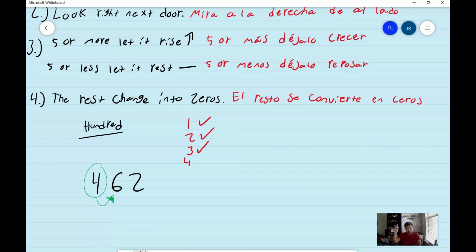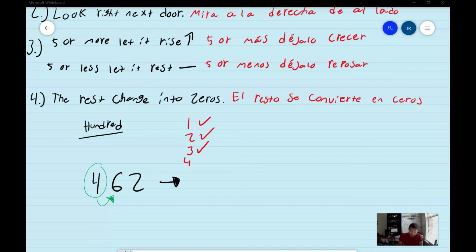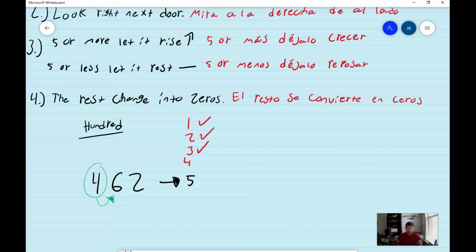Paso número 3. Ya. Okay. Eso significa que voy a cambiar este número. So, si el 6 es 5 y más, significa que el 4 lo voy a dejar crecer por nomás un número, ¿ok? Un dígito. So, because the 6 is 5 or more, that means the 4 is going to change, okay? The 4 is going to rise up just by 1, okay? Just by 1. So, the 4 changes into 5, okay? Y el 4 se convierte a 5.